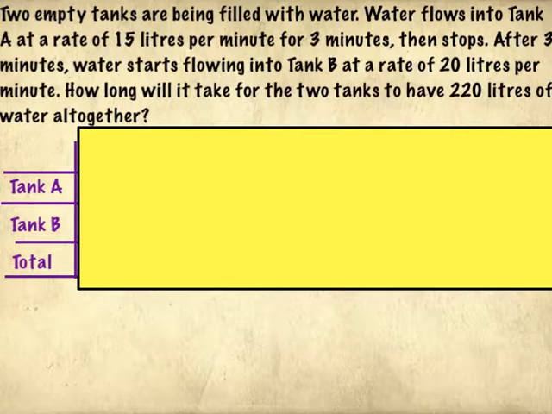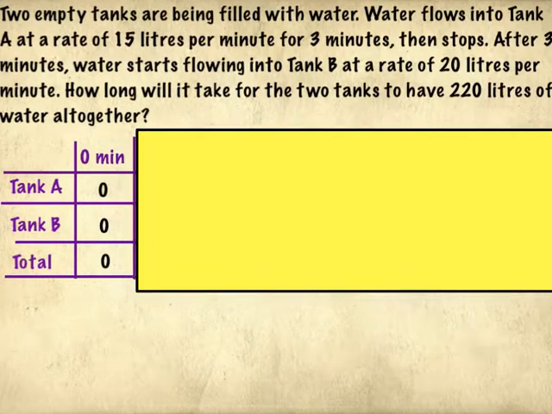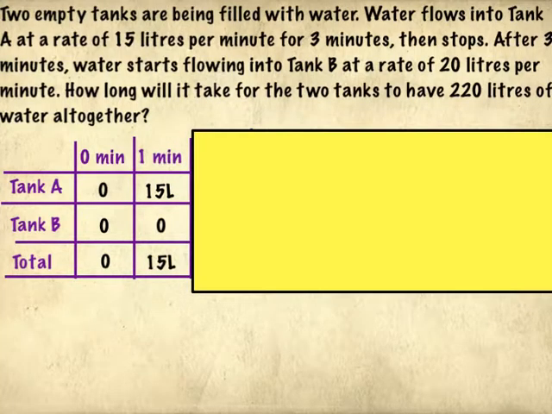Tank A, tank B, and total. So after 0 minutes, obviously there is 0 liters of water in tank A, 0 liters of water in tank B, and 0 liters of water altogether. After 1 minute, the problem tells me that water will start flowing into tank A at a rate of 15 liters per minute. So after 1 minute, tank A will get 15 liters, tank B will get 0, and the total water in both tanks will be 15 liters.